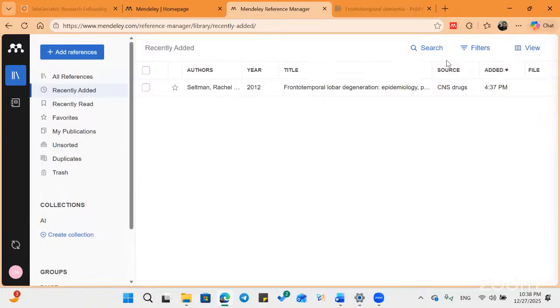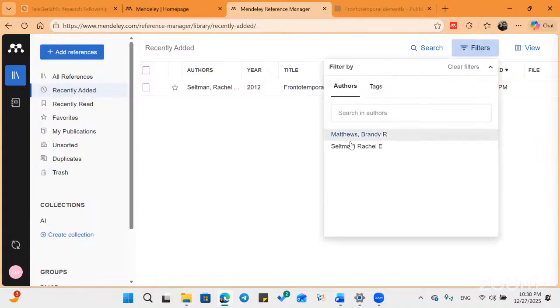From here, we can search the whole library by any part of the reference information, whether the title, the author, or so on. And we can filter the references we have by the authors or by tag we have already set.